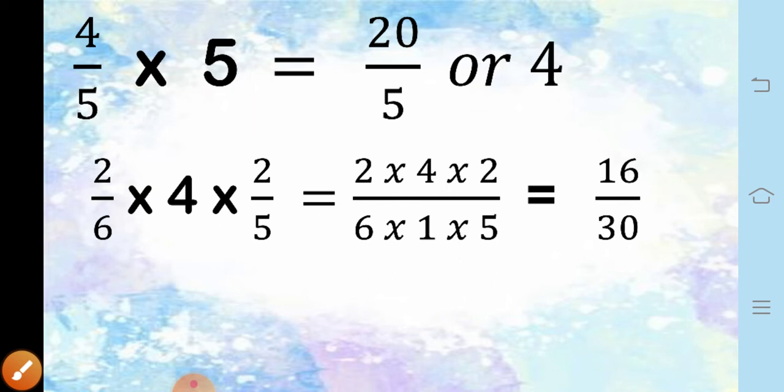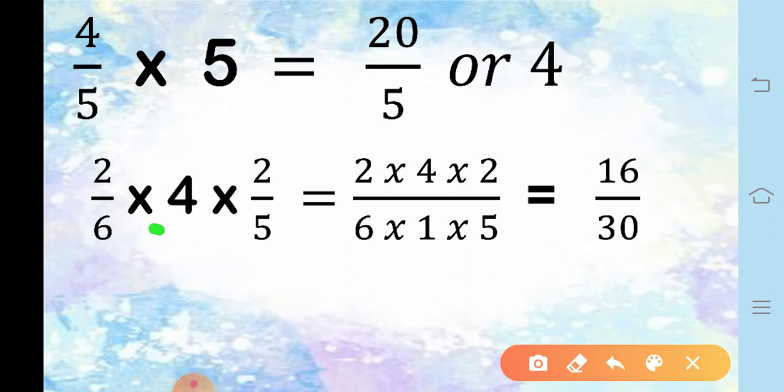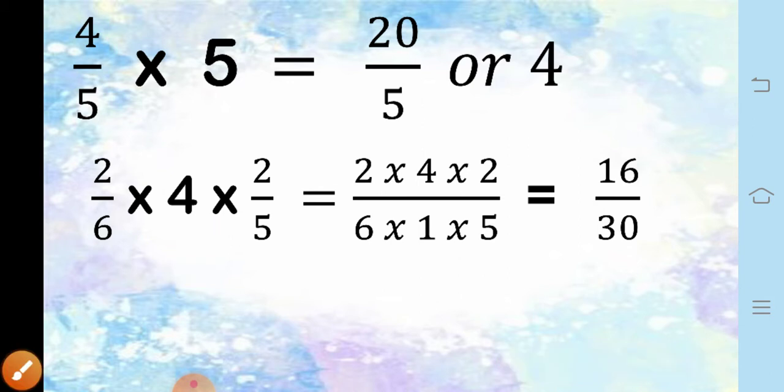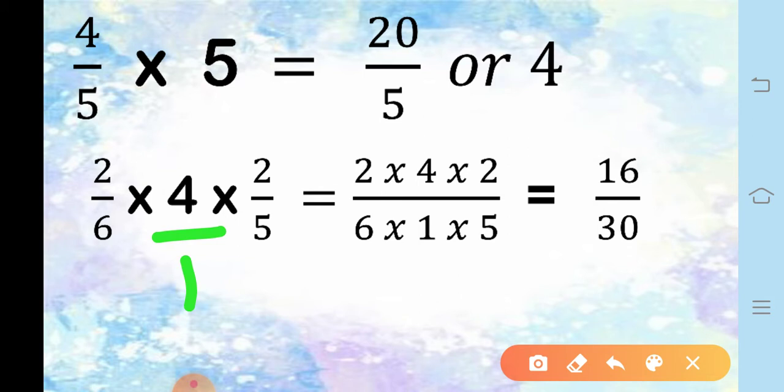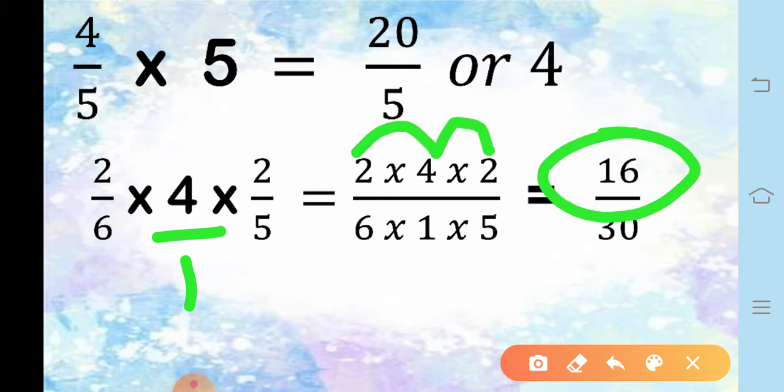Okay, another one. 2 over 6 times 4 times 2 over 5. So the same process. We get the whole number, which is 4. The denominator is 1. So we get this process. 2 times 4 times 2 is equal to 16. 6 times 1 times 5 is equal to 30.